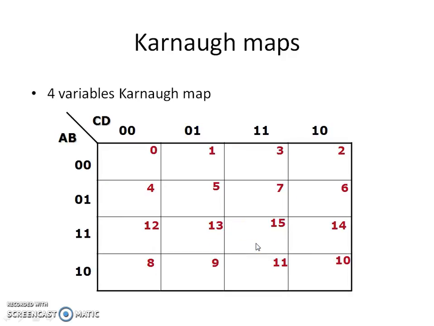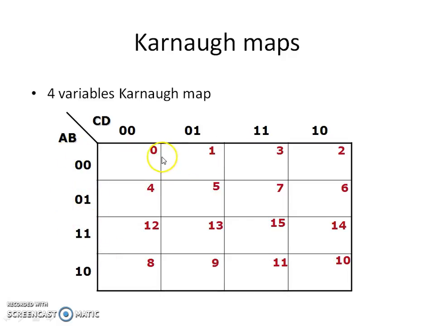Okay, next we move on to a 4 variable K-map. Here AB has 4 combinations and also CD has 4 combinations. Here also, after 01, 11 will come.